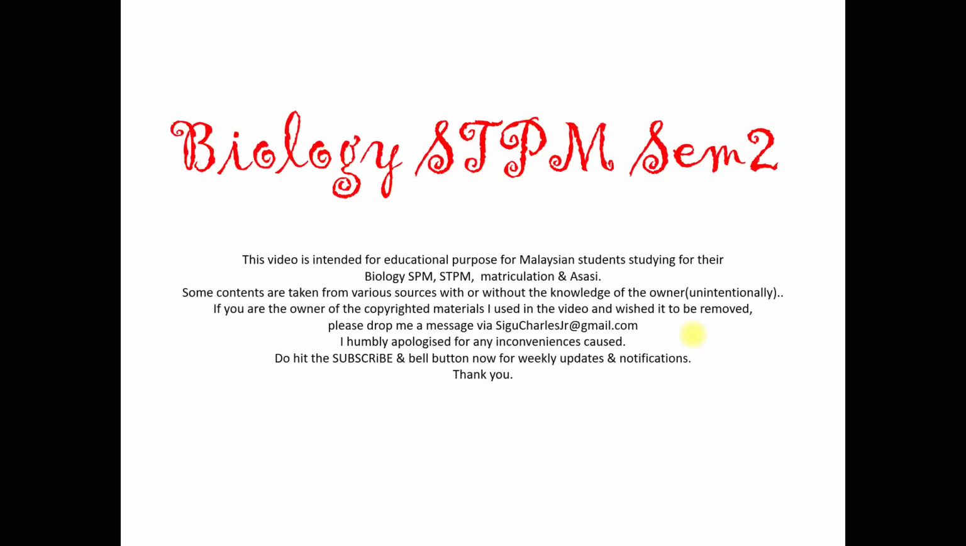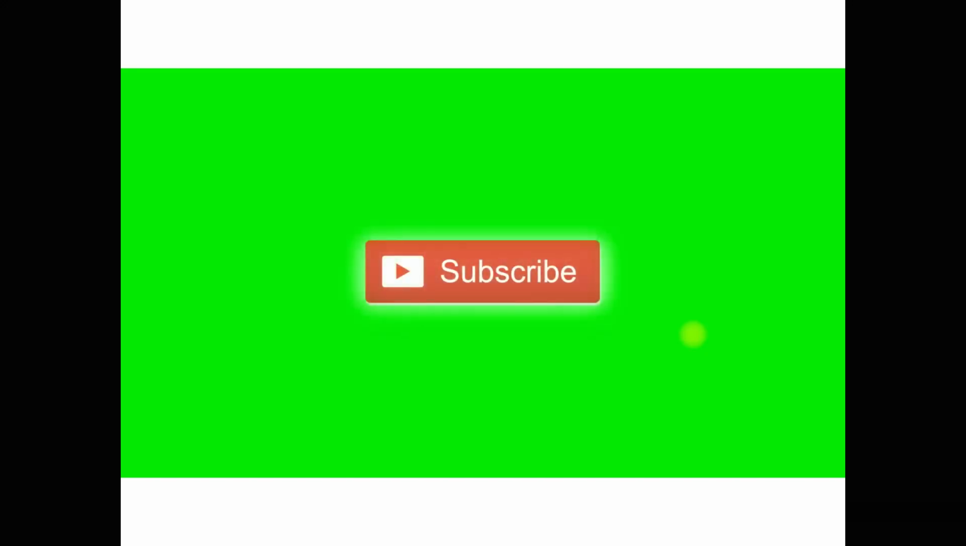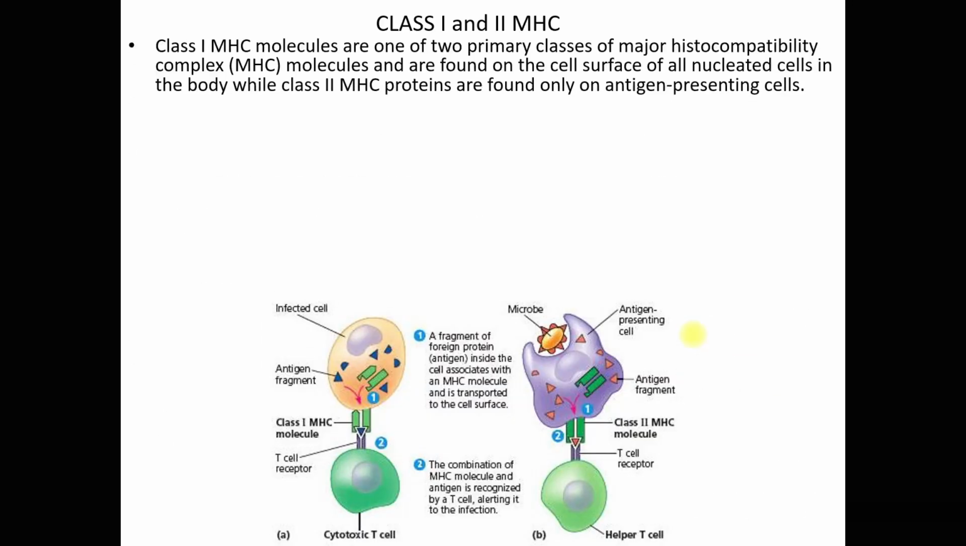So today we are going to discuss the class 1 and class 2 MHC molecules, as well as the self and non-self concept and the SLE. Okay, so class 1 MHC molecules are one of the two primary classes of the major histocompatibility complex molecule. All this while I've been talking about this MHC. Again, let me refresh that. The MHC is defined as major histocompatibility complex.